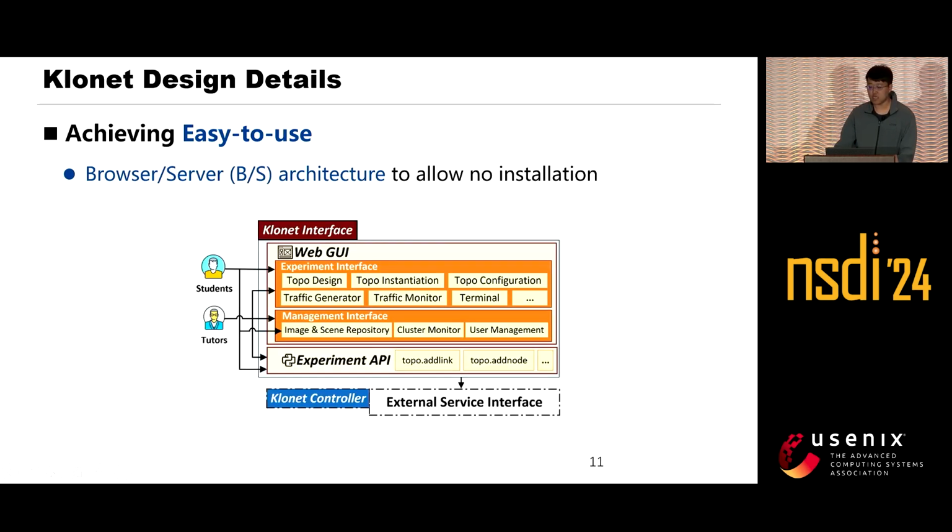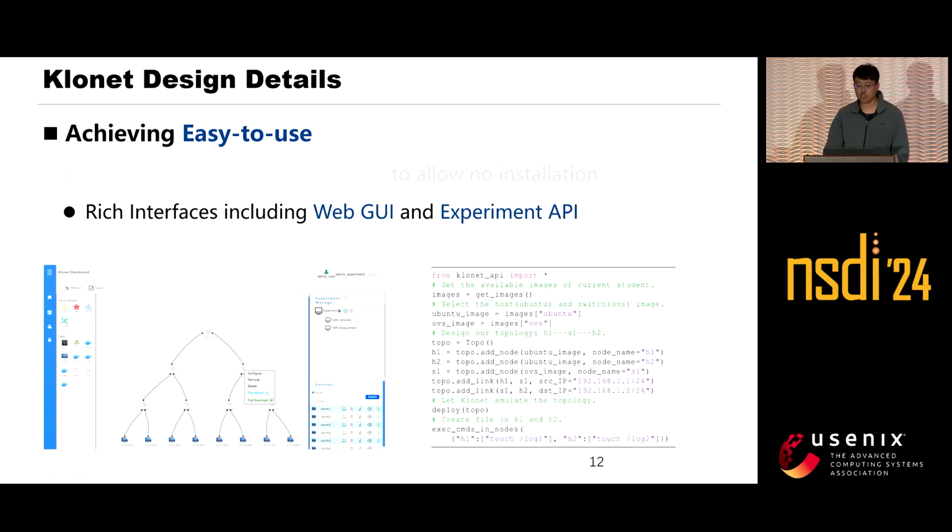Now, let's uncover the design details behind Klonet and how they align with the two educational objectives. To achieve ease of use, Klonet first adopts a browser-server architecture which could save students from tedious installation steps. Students can use Klonet directly via their browsers. Users can use Klonet via a web GUI or experiment API, which is easy to use and well documented. Note that, unlike research-oriented platforms, a well-designed GUI is important in education-oriented platforms.